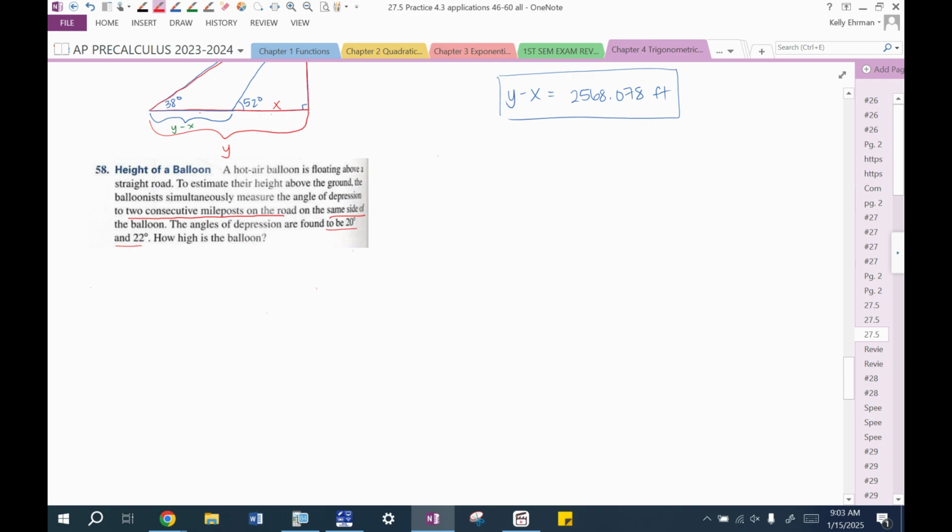So let's draw the same. We've got two mileposts on the same side of a balloon. So same picture as the previous one. So let's just set up the kind of generic triangle for that. Now here's something that's different. This time it's not how far apart are the two cars or how far apart are the two mileposts. We actually know if this is a milepost and this is a milepost, then they are 1 mile apart. So I know this little section.